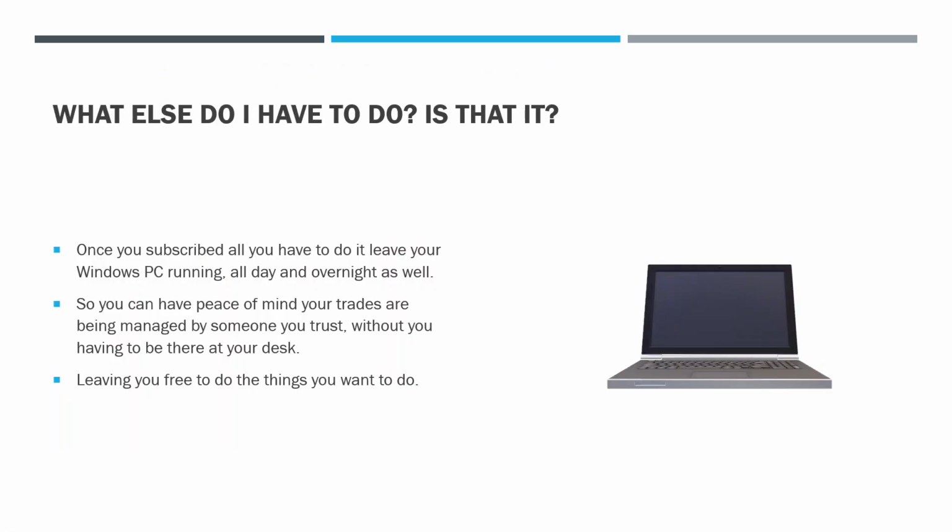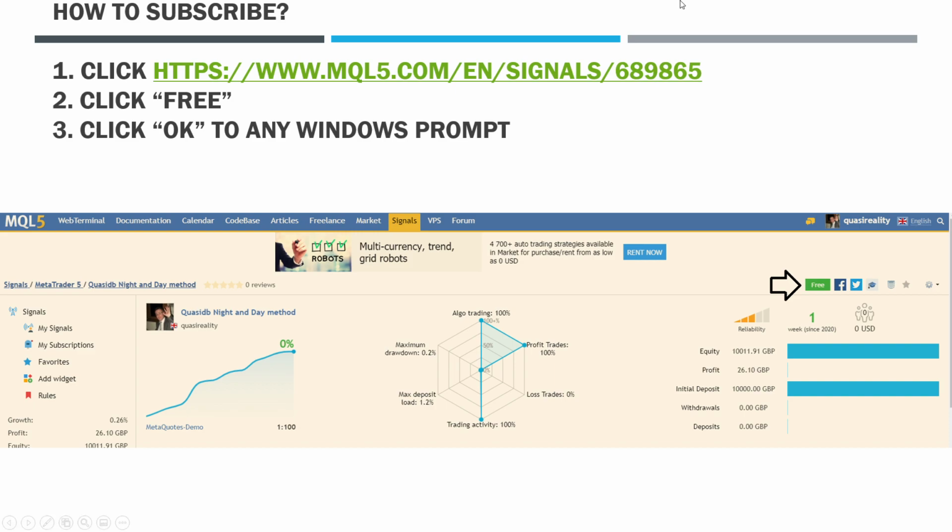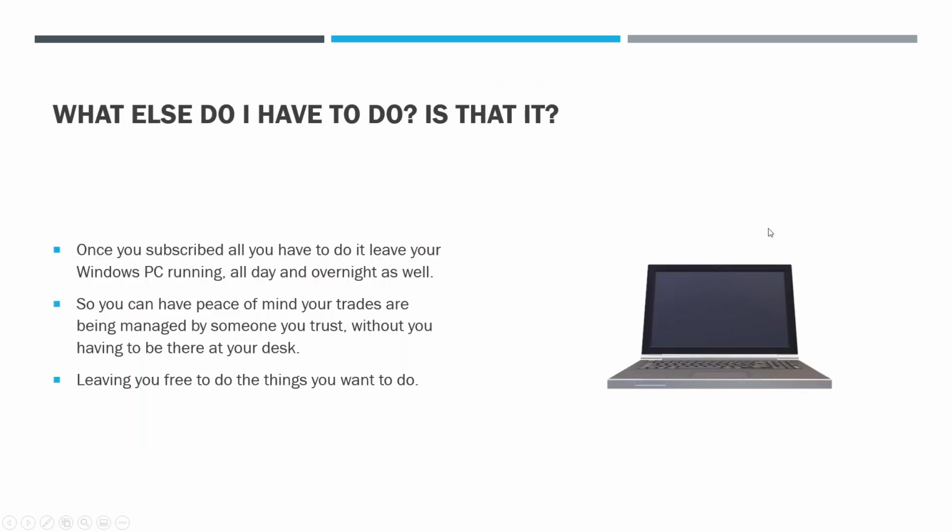So what else do I have to do? Once you're subscribed, all you have to do is leave your Windows PC running all day and overnight. That's why I've called it the Quasidb night and day method. So it does require you to have your computer on all day. Make sure it's in a well ventilated room and it doesn't get too hot. It's not computer resource heavy. MetaTrader 5 is quite light, but you'll be leaving your computer on from Monday open to Friday close. And if you have it switched off overnight, you will miss a lot of activity. So that's something to bear in mind.